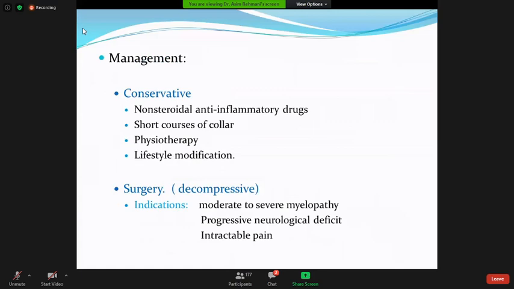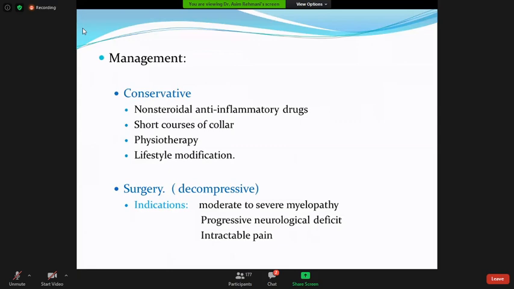Management. Whenever the term management comes, we have to describe it in two or three main components. First of all, medical or conservative management. In every disease, we usually first start with medical or conservative management, and if this management fails, then we usually proceed further to surgical intervention.